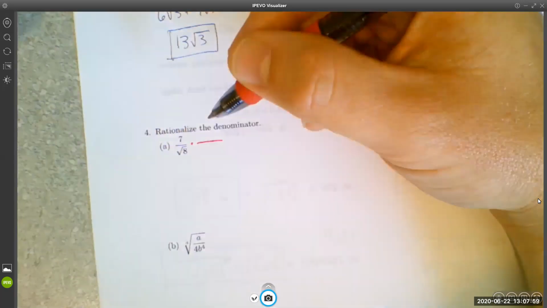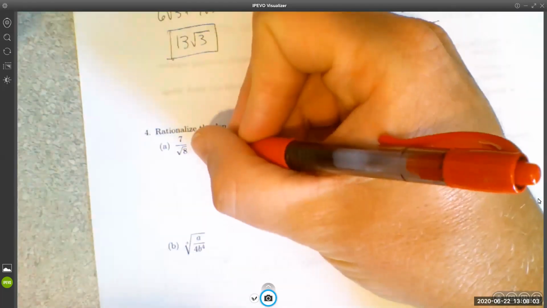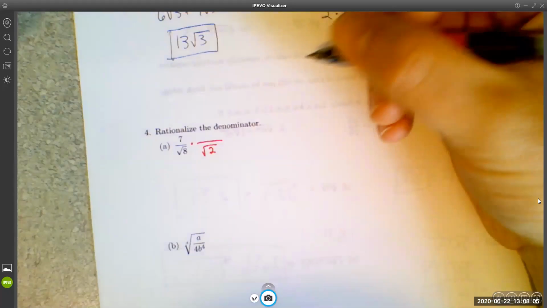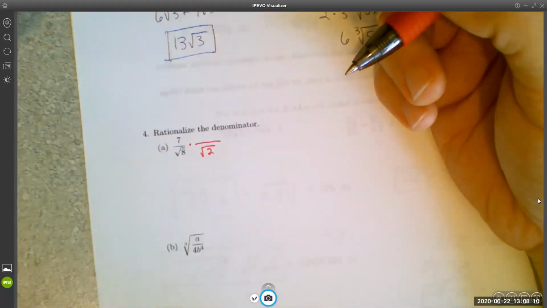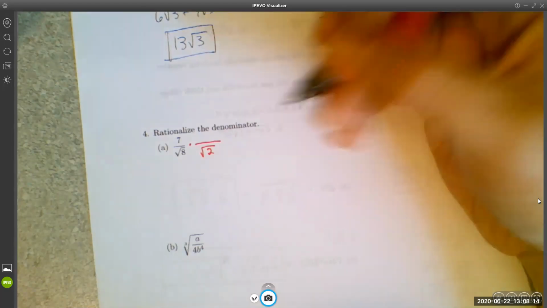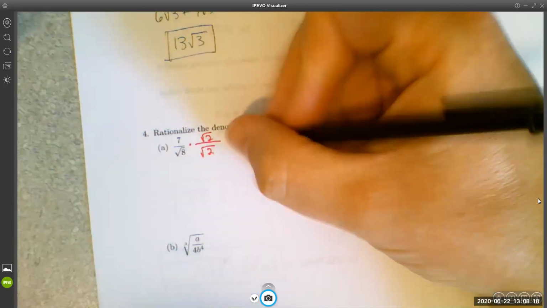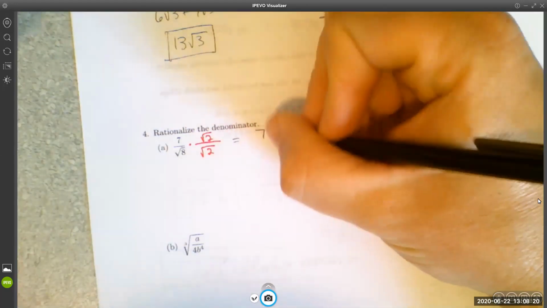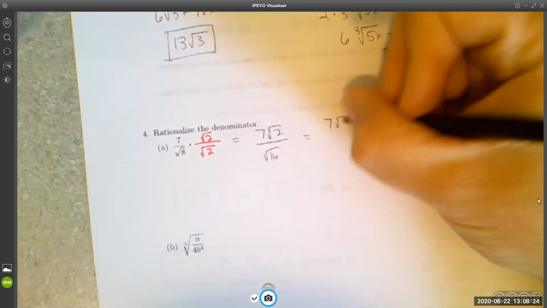Instead of just multiplying by this exact expression, you could look for the smallest thing that'll do the trick. Like in this case, I know that if I multiply by the square root of 2, 8 times 2 is 16, and 16 is a perfect square, right? So if I multiply by the square root of 2, I'll get the square root of 16, which is just 4. And then I won't have any simplifying that I have to do, right? So I'm going to get 7 root 2 over root 16. That's 7 root 2 over 4.